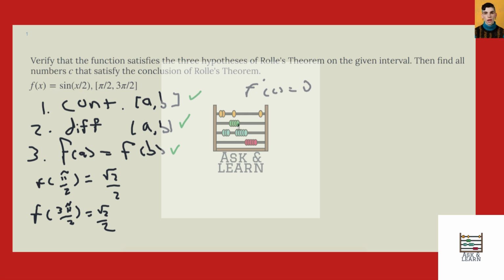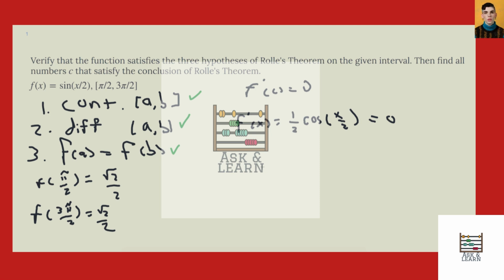So if we take the derivative, f prime of x, we have to apply the chain rule. We have to do the inside derivative times the outside derivative, keeping the same inside. So the derivative of x over 2 is 1/2, and the derivative of sine is cosine, so we keep cosine, and then we keep the inside the same. And all we do now is set this function equal to 0.